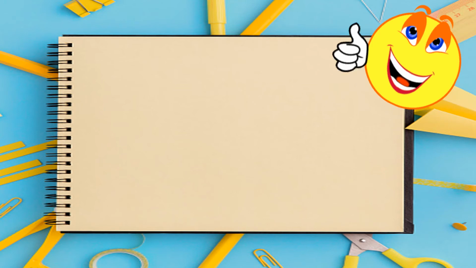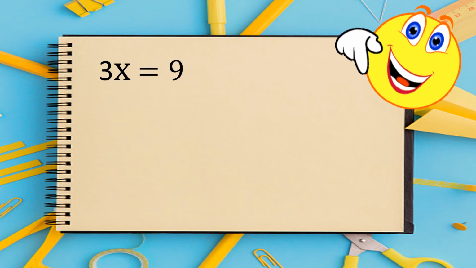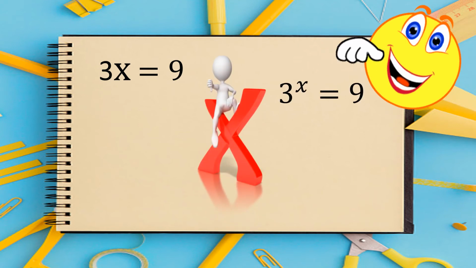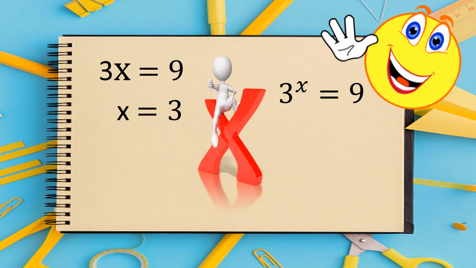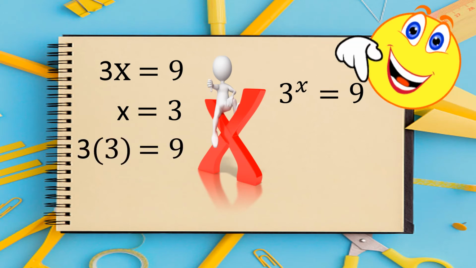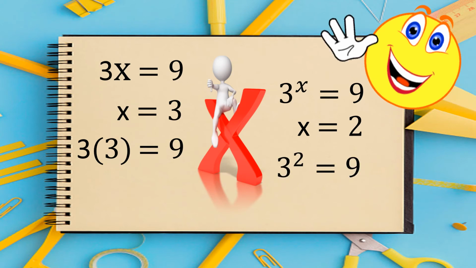And please, don't forget this concept that 3x equals 9 is not equivalent to 3 raised to x equals 9, because in this portion, the value of x is 3. Having a replacement value of 3, we have 3 multiplied by 3 equals 9. And in this portion, the value of x is equal to 2. So replacing x by 2, 3 squared equals 9.